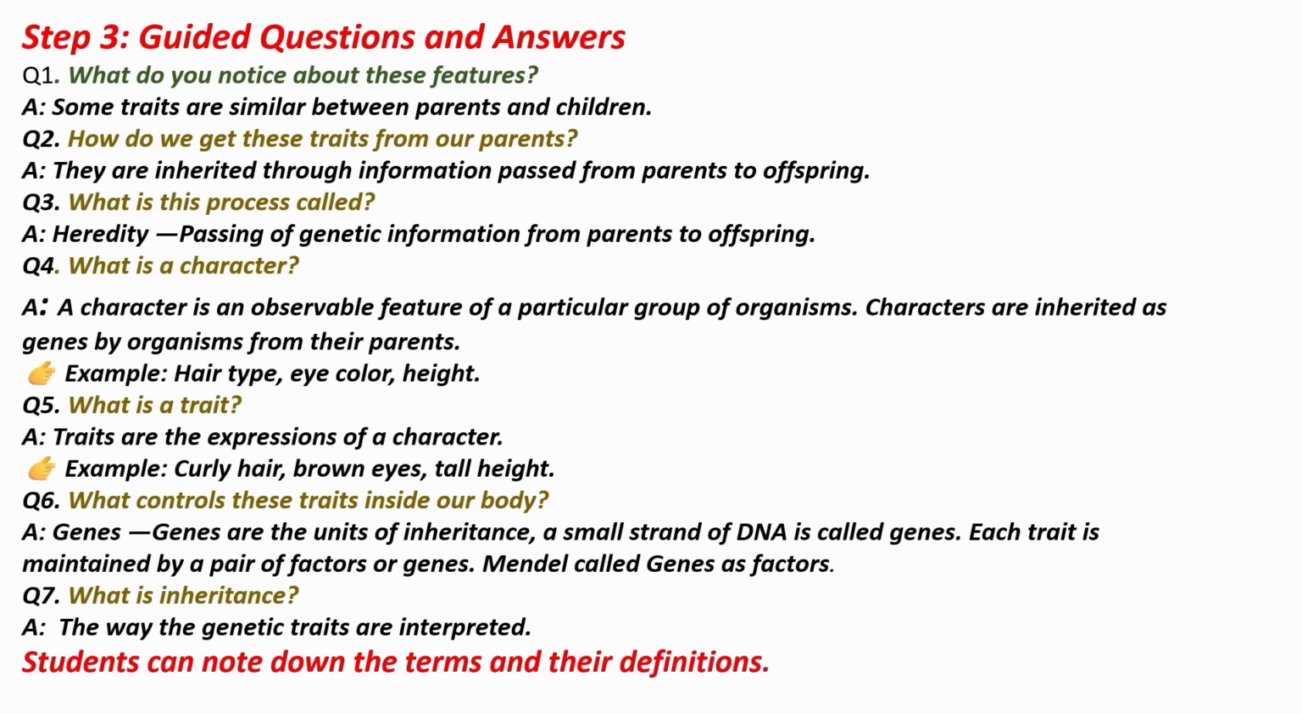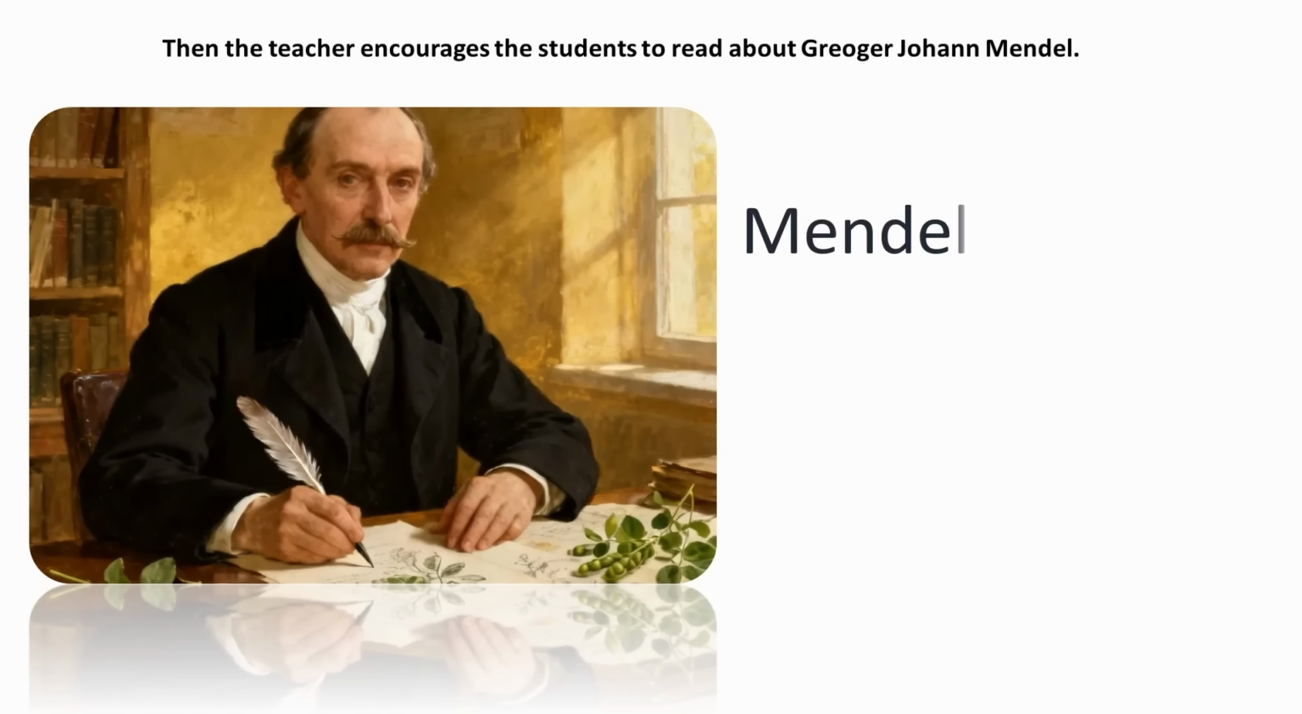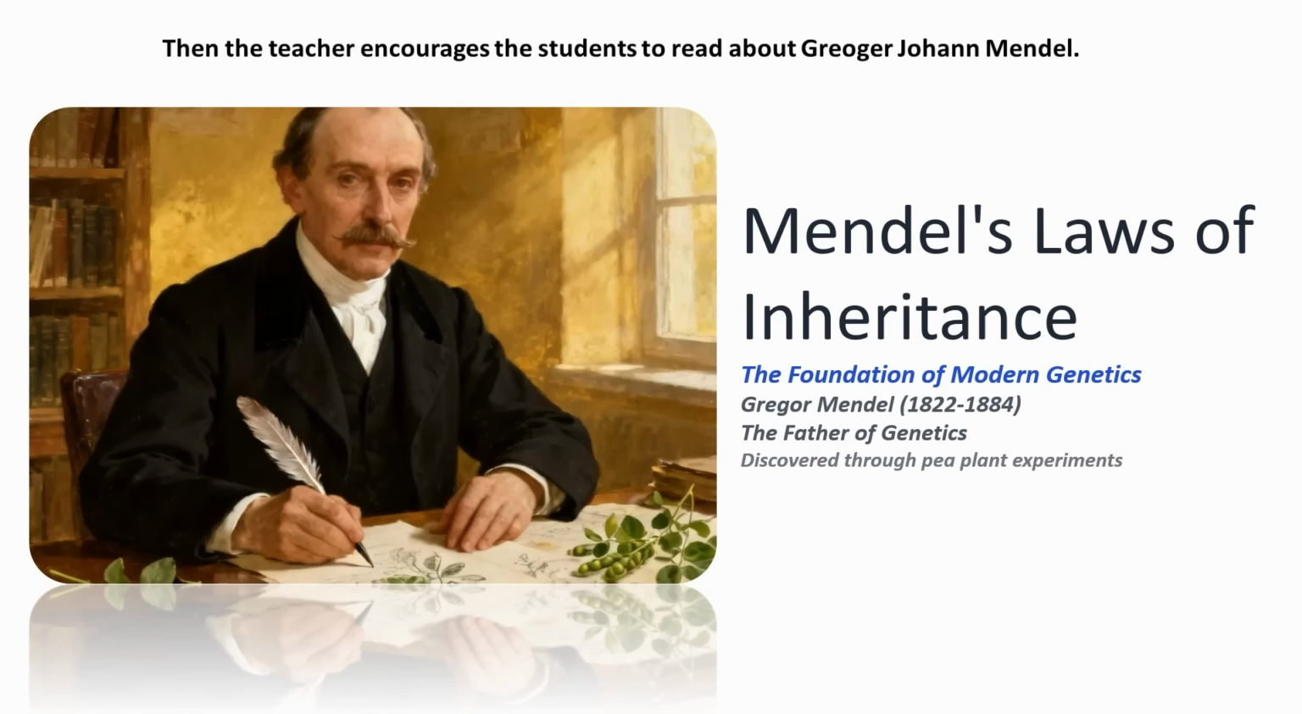Students can note down the terms and their definitions in their notebooks. Then the teacher encourages the students to read about Gregor Mendel. Mendel was educated in a monastery and went on to study science and mathematics at the University of Vienna. Failure in the examinations for a teaching certificate did not suppress his zeal for scientific quest. He went back to his monastery and started growing peas.